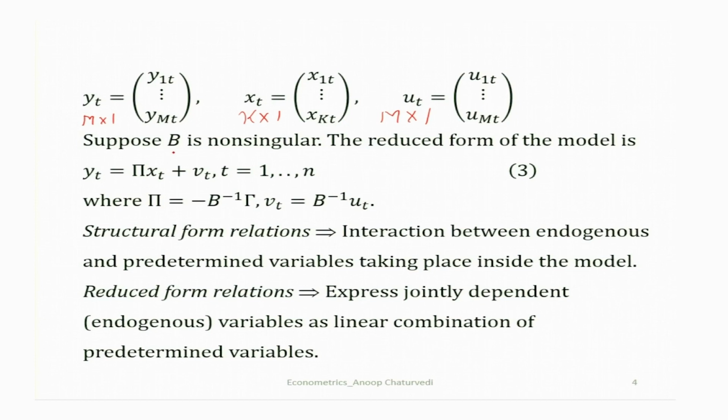Then suppose B is non-singular. Then your model is B y t plus gamma x t equal to u t, and you can write this model as y t equal to minus B inverse gamma x t plus B inverse u t. And then we write capital pi equal to minus B inverse gamma.